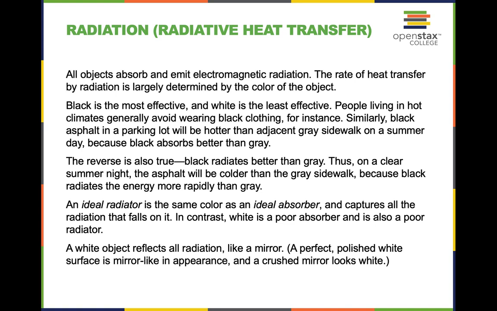Thus, on a clear summer night, the asphalt will be cooler than the gray sidewalk because black radiates the energy more rapidly than gray. An ideal radiator is the same color as an ideal absorber and captures all the radiation that falls on it. In contrast, white is a poor absorber and is also a poor radiator. A white object reflects all radiation like a mirror. A perfect polished white surface is mirror-like in appearance, and a crushed mirror looks white.